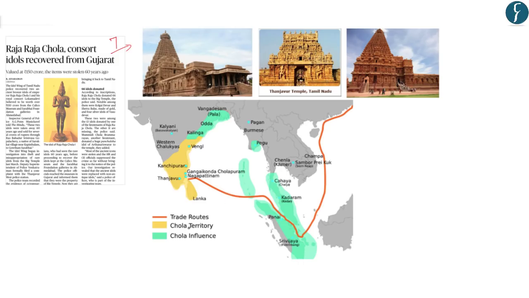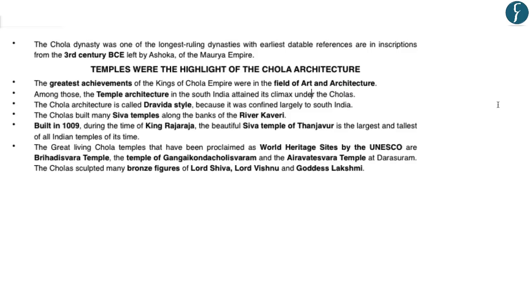As you can see in this map, the yellow one points to the Chola territory as well as the green one points to the Chola influence. Here you can see that this area pertains to the Chola Empire and their influence extended towards Orissa and also in the Southeast Asia region. As you can see, the Chola dynasty was one of the longest ruling dynasties with earliest datable references as are in inscriptions from 3rd century BC left by Ashoka of the Mauryan Empire.